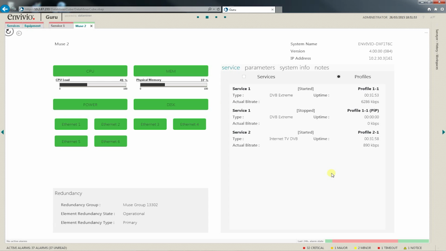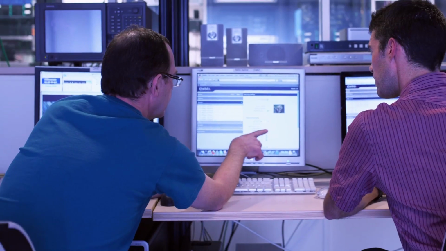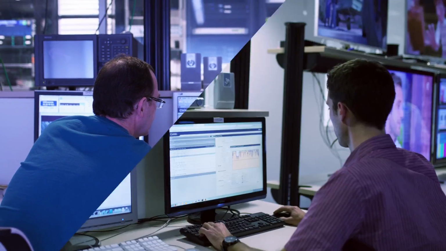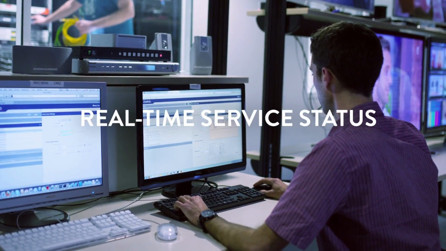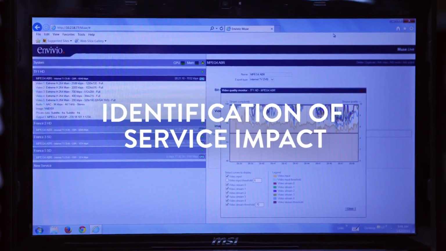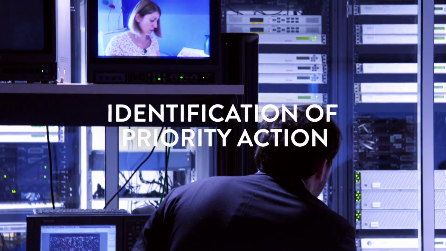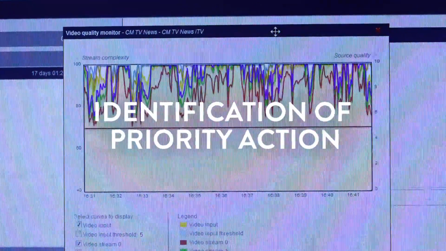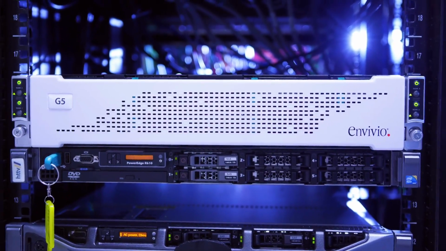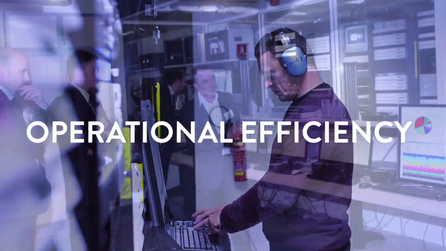on the screen. To summarize, Guru's service-oriented monitoring provides pay TV operators the critical information they need: overall service status in real time, immediate identification of service impacts with severity levels, identification of priority action based on channel importance and service impact severity, and operational efficiency to identify alarms to solve by priority.